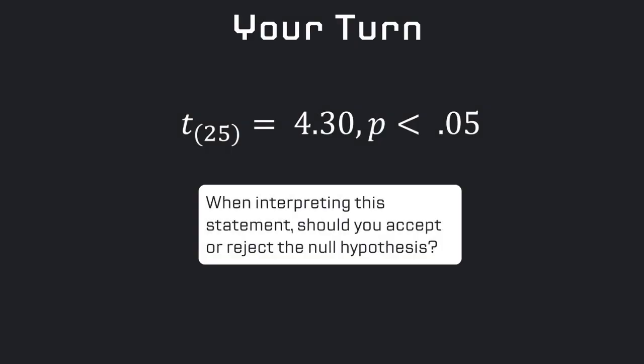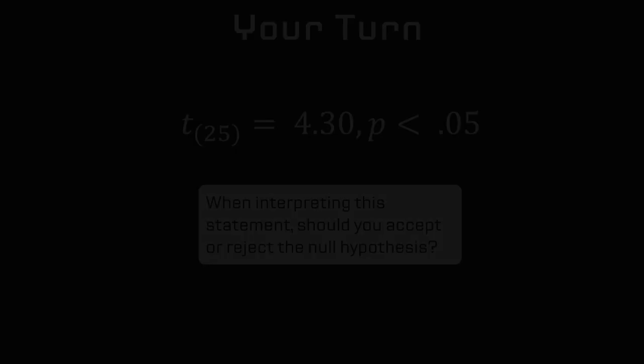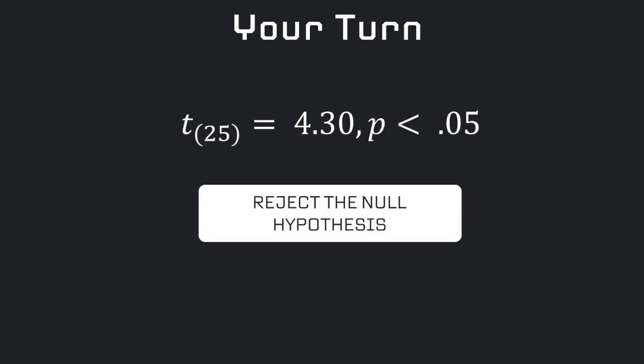Now it's your turn. Look at the t-test results on the screen. Would you accept or reject the null hypothesis? Did you reject the null hypothesis? Good job! We can interpret this statement as meaning a sample of 27 participants resulted in an obtained value of 4.30. Which, after evaluating using a t-table or SPSS, we can determine that it is greater than the critical value, so we would reject the null hypothesis.